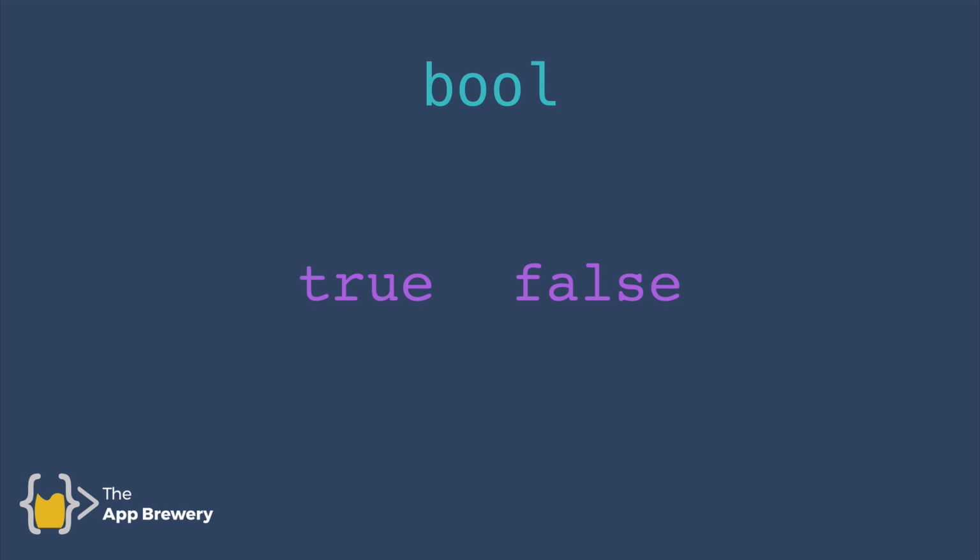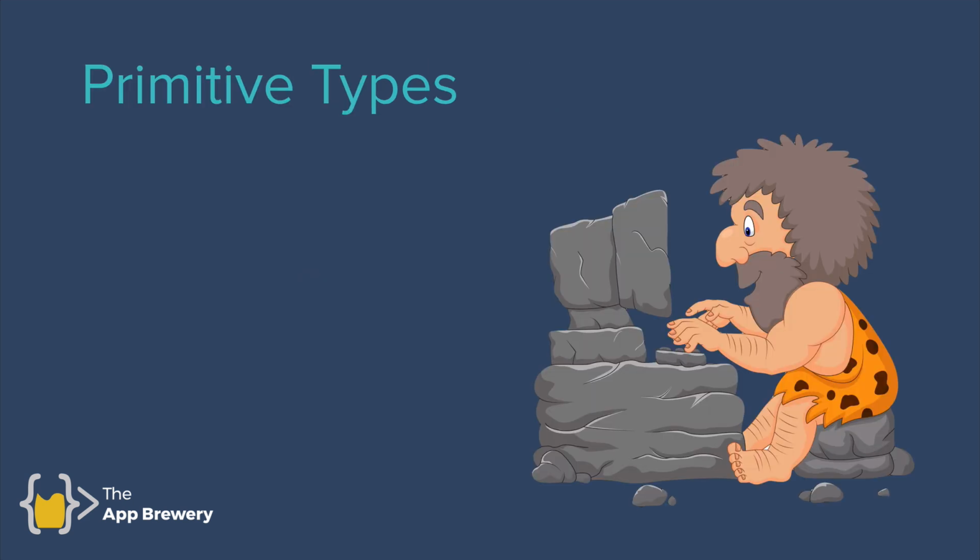Now, the last data type that you'll see commonly occurring is something called a bool, which is short for a boolean. And it's a data type that can only hold one of two values, either true or false. And all of these data types together are known as primitive data types. So they're the most basic fundamental building blocks of any computer program. And we're going to use them as we build up more and more complex apps to store more and more complex data.